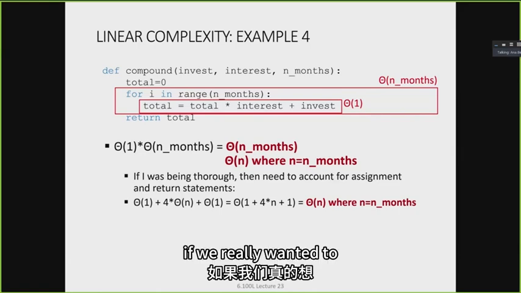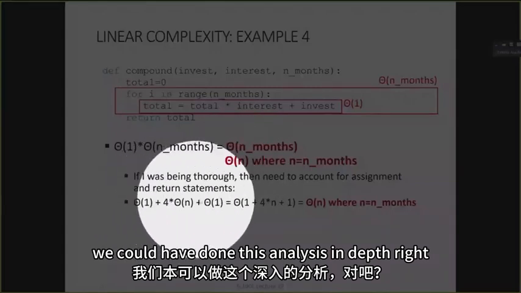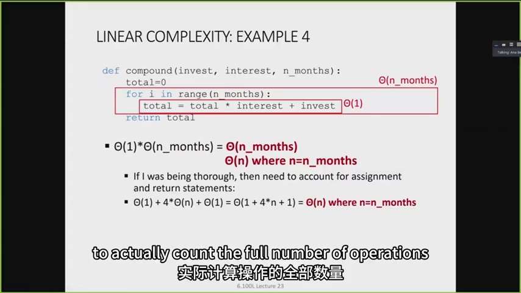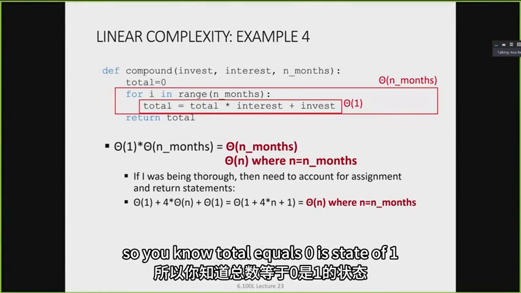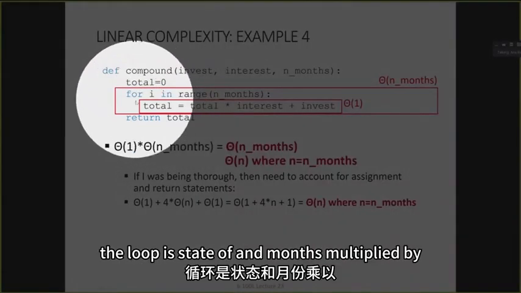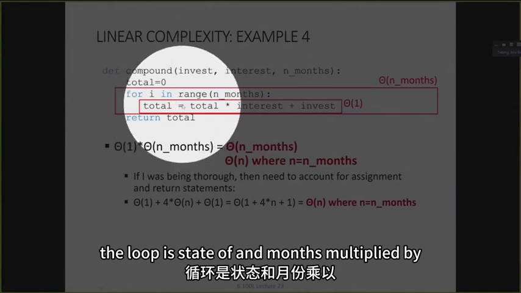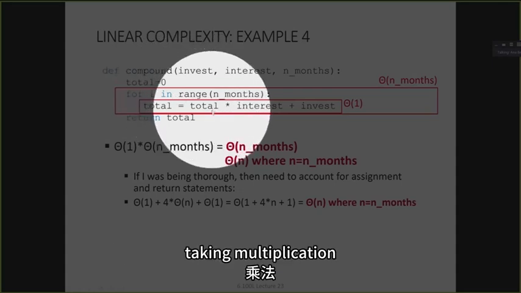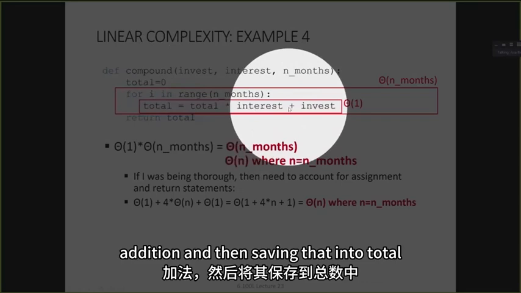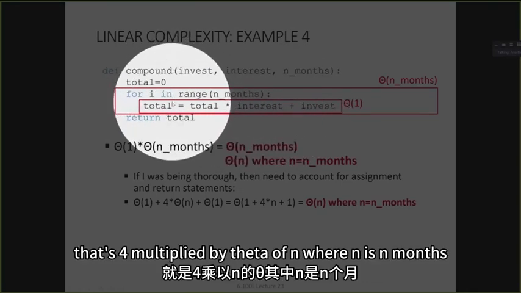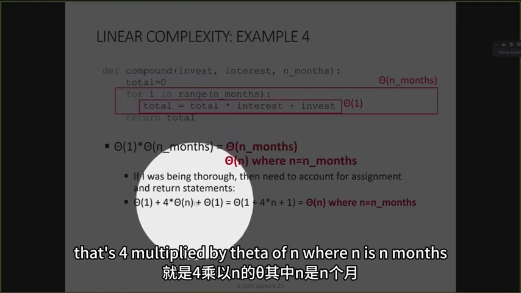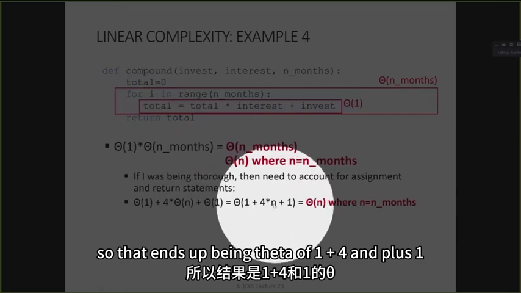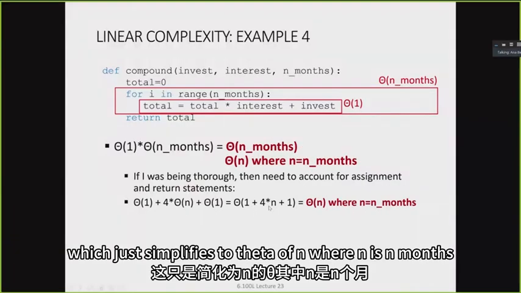If we really wanted to, we could have done this analysis in depth, as we've done last lecture, to actually count the full number of operations, or as we did at the beginning of this lecture. So, total equals 0 is theta of 1. The loop is theta of n months multiplied by 4 operations. So I, grabbing a value in range, taking multiplication, addition, and then saving that into total. That's 4 multiplied by theta of n, where n is n months, plus theta of 1 to do the return. So that ends up being theta of 1 plus 4 and plus 1, which just simplifies to theta of n, where n is n months.